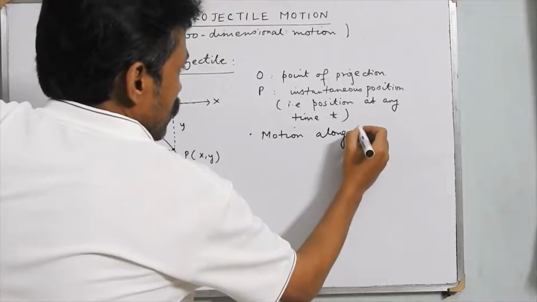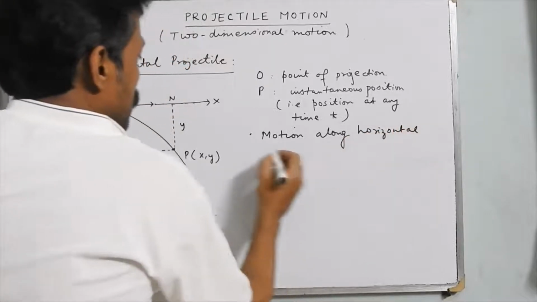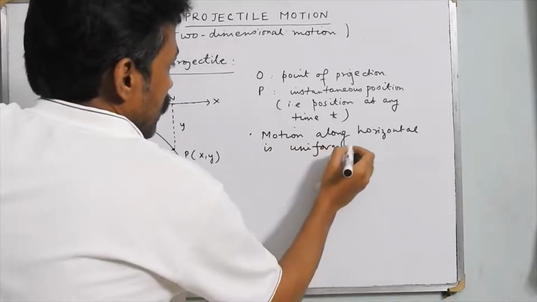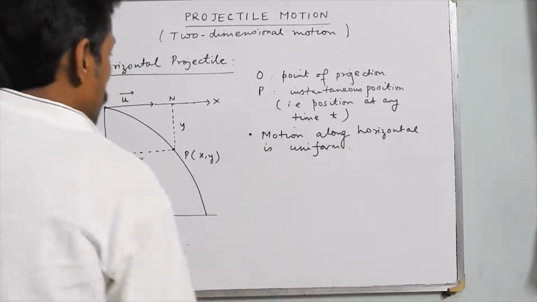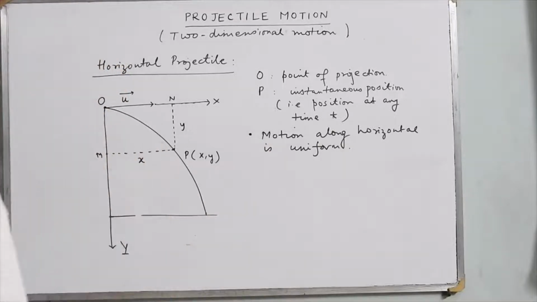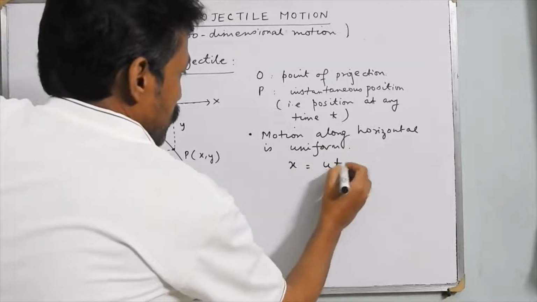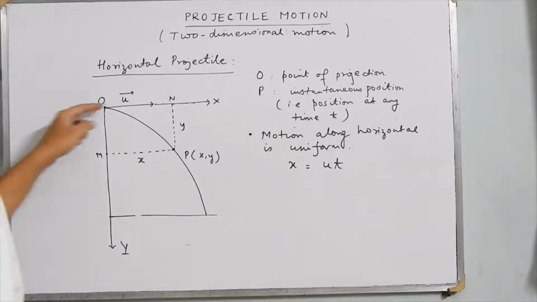Motion along the horizontal direction is uniform because there is no force acting along that direction. So in time t, if it has traveled a distance x, we can write distance equal to speed into time, because there is no force and no acceleration along that direction; it is moving with a constant velocity along that direction.